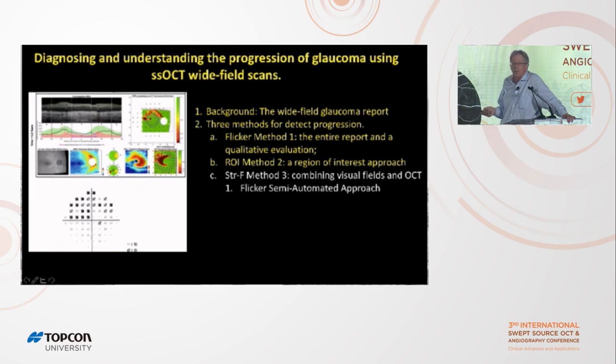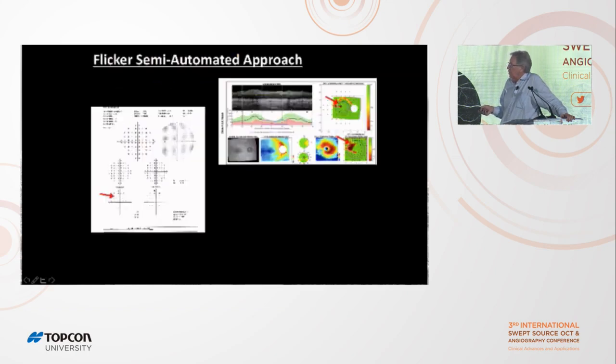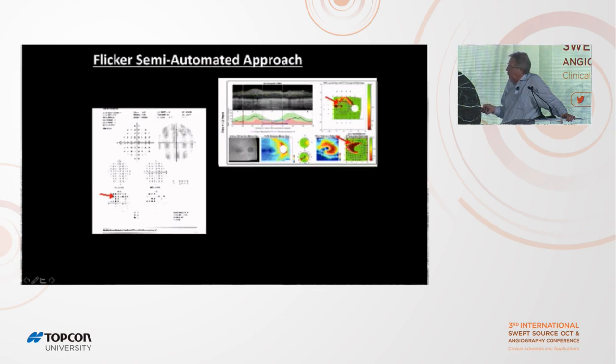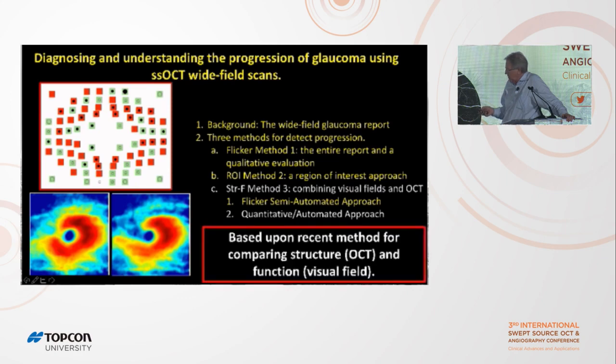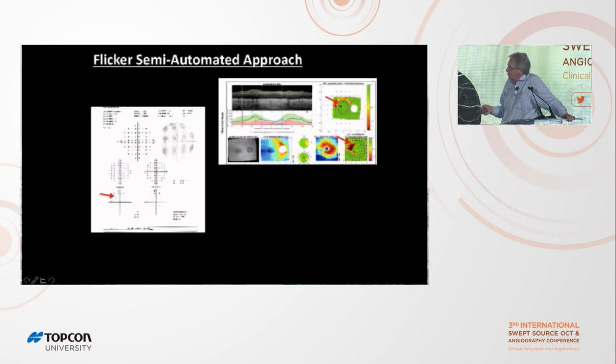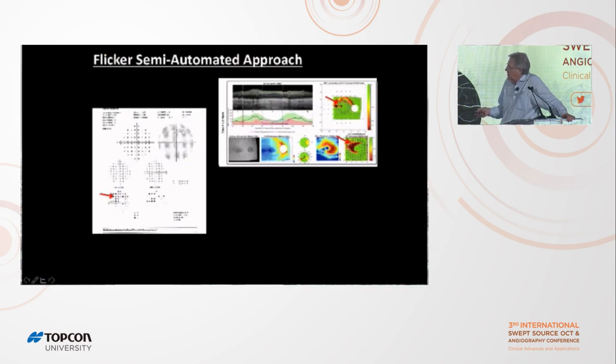All right, this gets me to the third class, and the one that I'm most interested in at the moment, which is, suppose you wanted to compare structure and function. Well, there's a simple way of doing that that just uses flicker. So you could take, for example, here is the time 1 OCT, and here's the time 1 visual field, and you can flicker it. And if you look at the arrows here, you can see that the field and the OCT are changing.